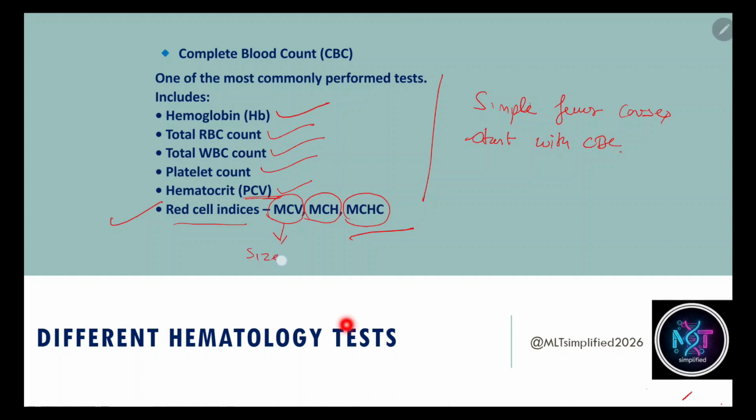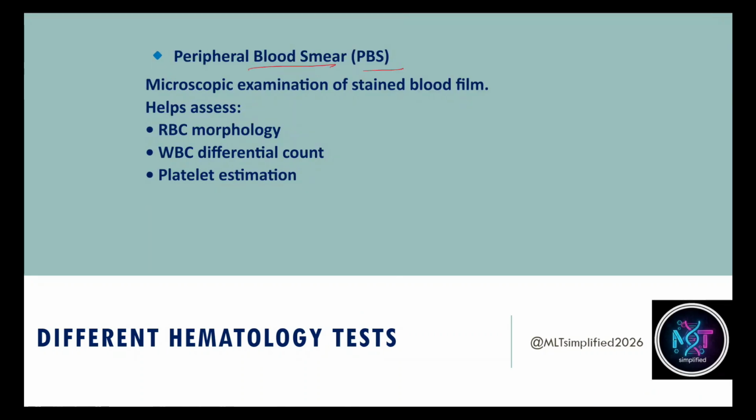MCV means mean corpuscular volume. It is directly proportional to the size of RBCs. MCH is the hemoglobin content, and MCHC is the mean corpuscular concentration of hemoglobin. We will make a separate video for red cell indices in future. The peripheral blood smear is the confirmatory eye of the hematology lab.